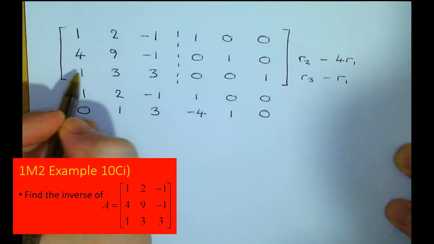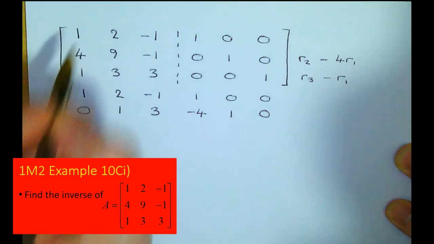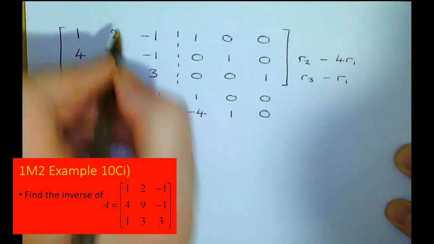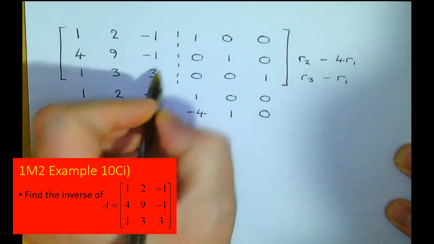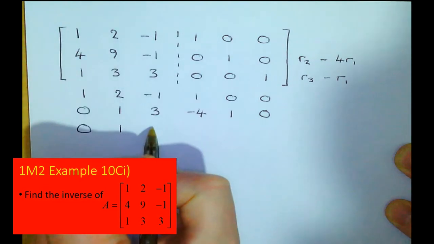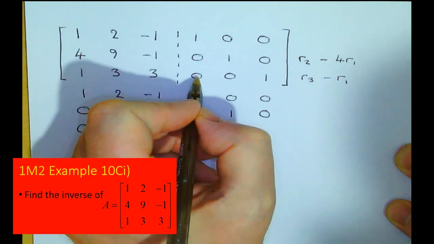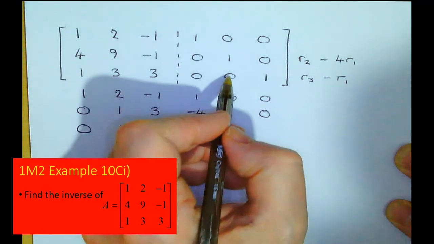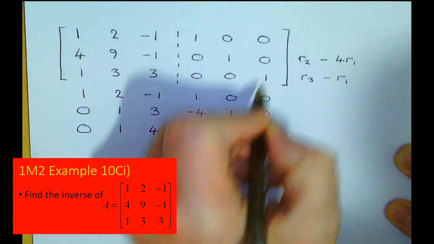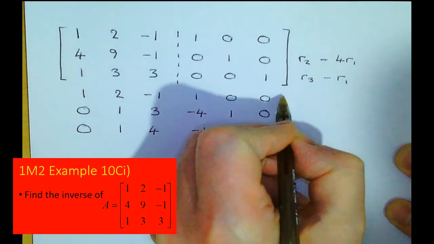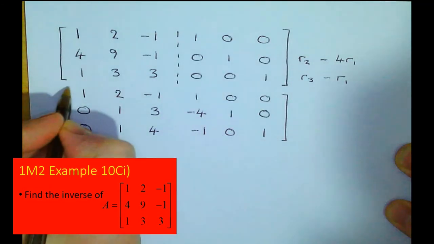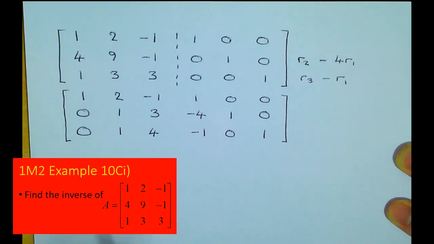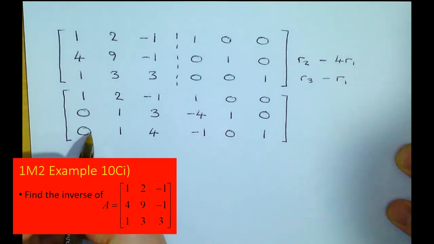And the bottom line, row 3 minus row 1. 1 minus 1. 3 minus 2. 3 minus minus 1. 0 minus 1. 0 minus 0. 1 minus 0. So after one set of row operations, we have zeros here and here.